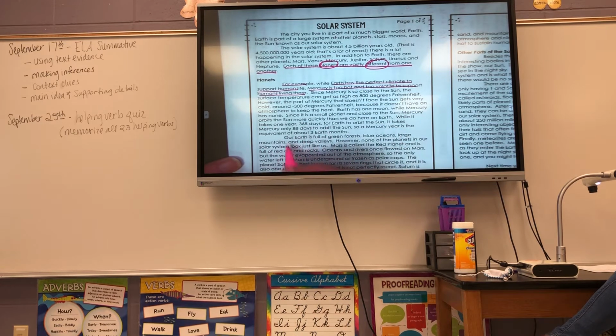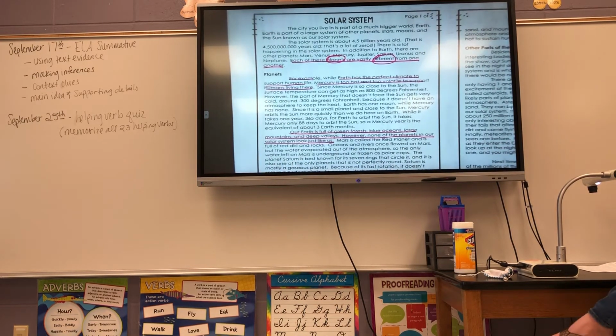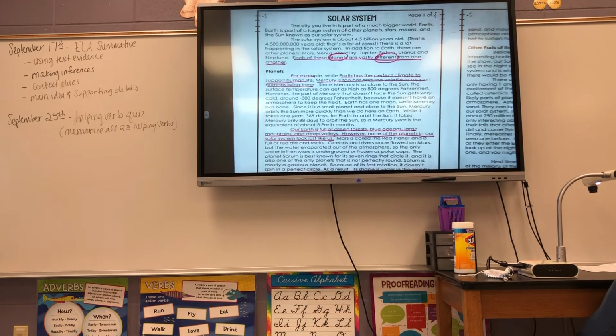All right, and then our Earth, let's move to the next paragraph. Our Earth is full of green forests, blue oceans, large mountains, and deep valleys. However, none of the planets in our solar system look just like that. Well, that's another one that's similar. Our Earth is full of green forests, blue oceans, large mountains, and deep valleys. However, none of the planets in our solar system look just like us. So I think that's a really good statement to tell how Earth is different from the others.